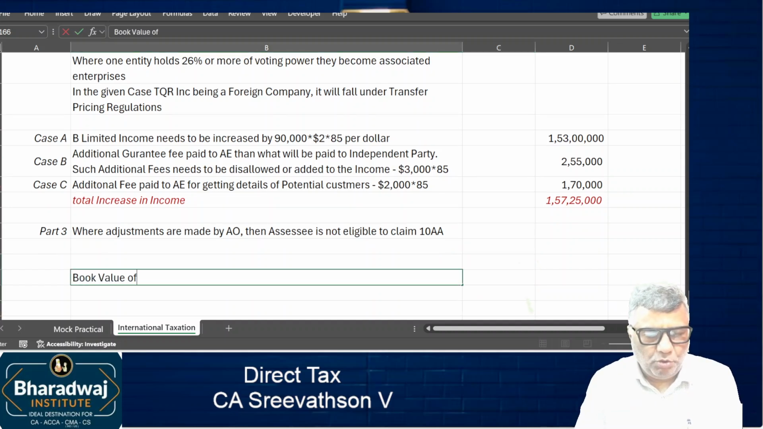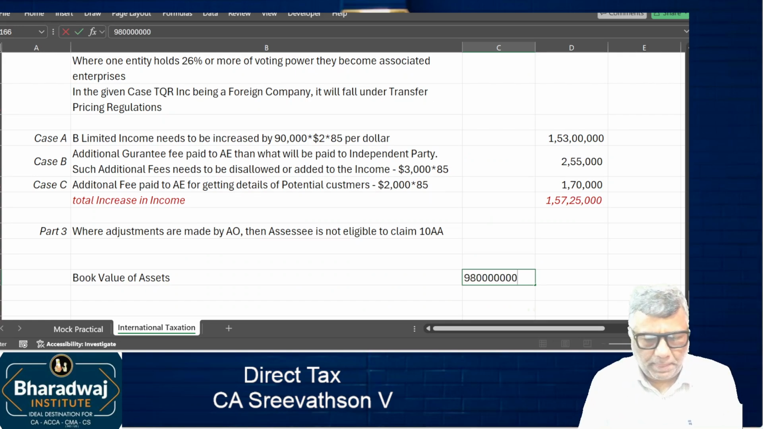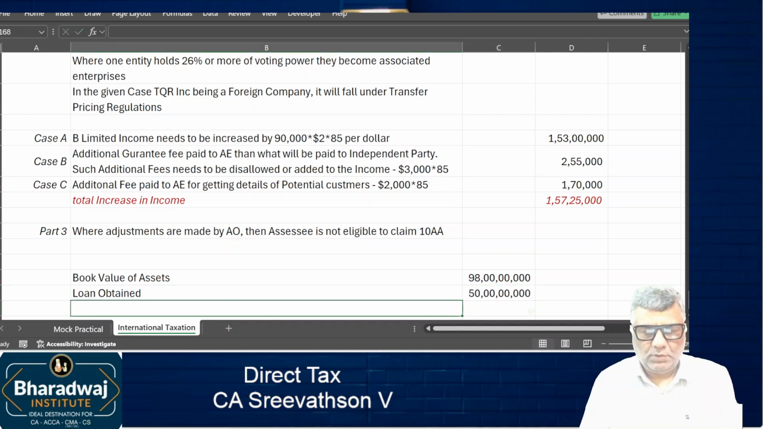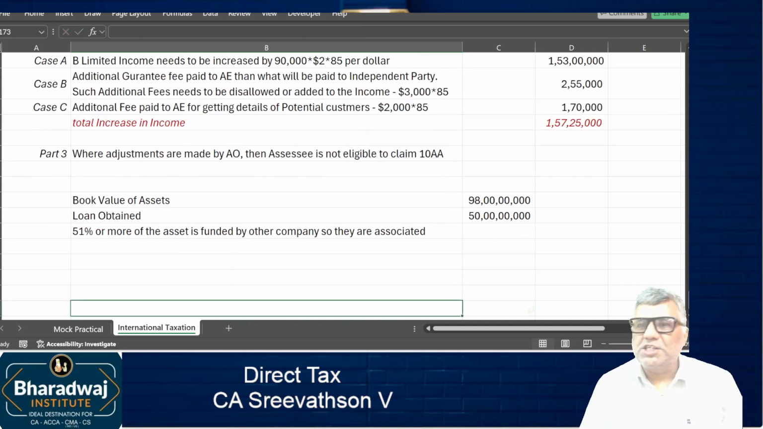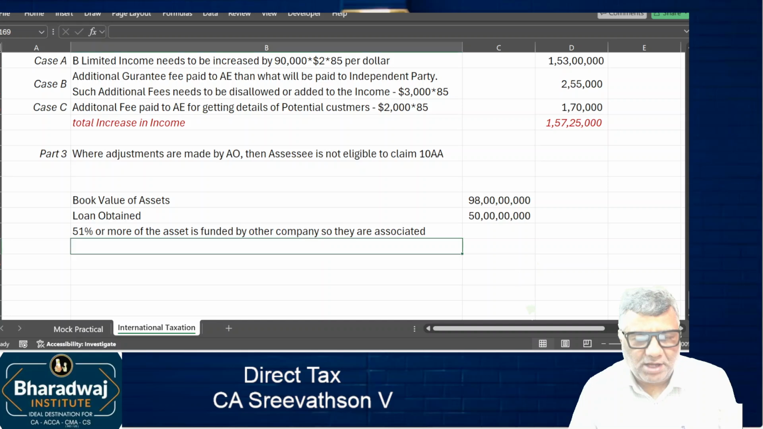Book value of assets, how much is that? 98 crores. Loan obtained, for example, borrowed 50 crores. If 51% or more of the asset is funded by another company, they are associated. So 51% of the assets is funded by another company, and they become associated. Are you clear? Now the interest.